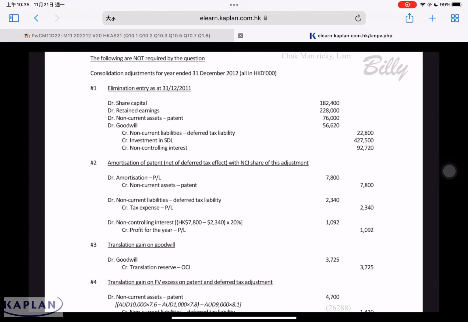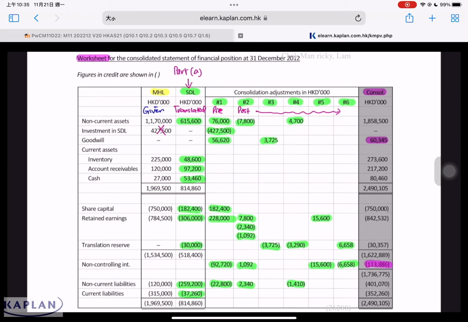If you want to know the debit and credit, you can refer to the notes, entries 1, 2, 3, 4, over here. Add it up. I just want you to pay attention to a few figures here. First is the goodwill. This is the translated consolidated goodwill, 60,345. This amount is the same figure that we have earlier on, over here. Another figure that you have to take note of is the NCI, 113,886.